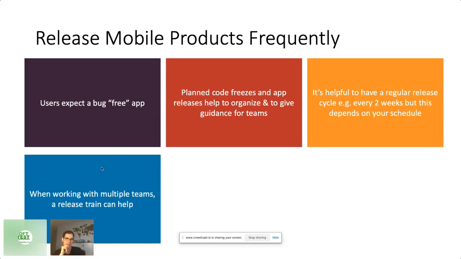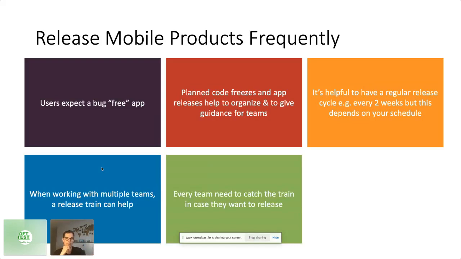When working with multiple teams, a so-called release train can help. I will show that in a minute. As I said, we have defined in which stage the product will be at what time, and this helps to give clarity and to calm down some of the expectations. Every team needs to catch the train when they want to release something. For example, if you have a product that should be live in 4 weeks, you have to make sure that you catch the code freeze 2 or 3 days before the actual go-live, depending on the go-live process. And if a team hasn't caught this release train, it's gone, right? The train has left the station.